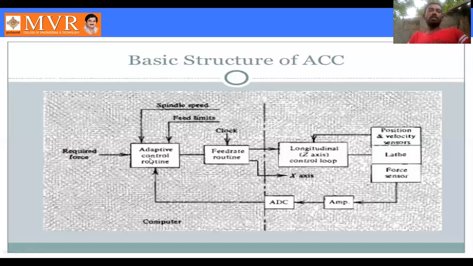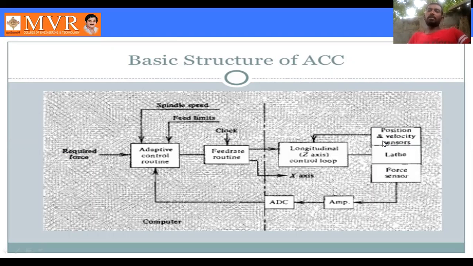The program starts like this. The required force is sent to the adaptive control routine. After that it is sent to the feed rate routine, then to the axis control loop, x axis and z axis. Again we send to the lathe, where the operation will be done. But in the lathe we have two connections. The first one is the position velocity sensor, and the other is the force sensor. So two sensors here.